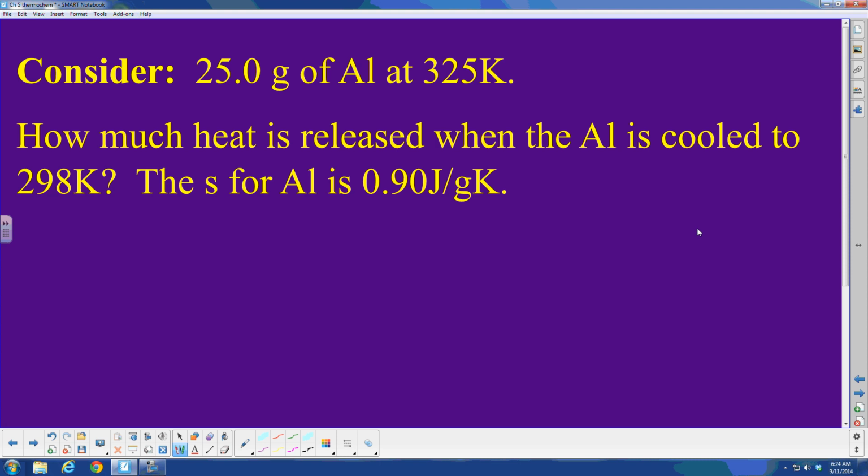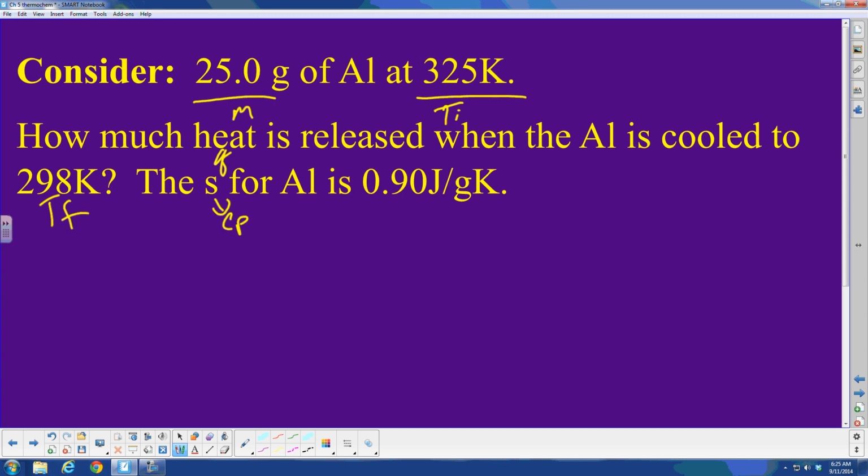I have 25 grams of aluminum. It starts at 325, so this is mass. This will be my TI. How much heat is released? I want to know Q when the aluminum is cooled to TF. The S, also known as C sub P, is 0.90 for aluminum.